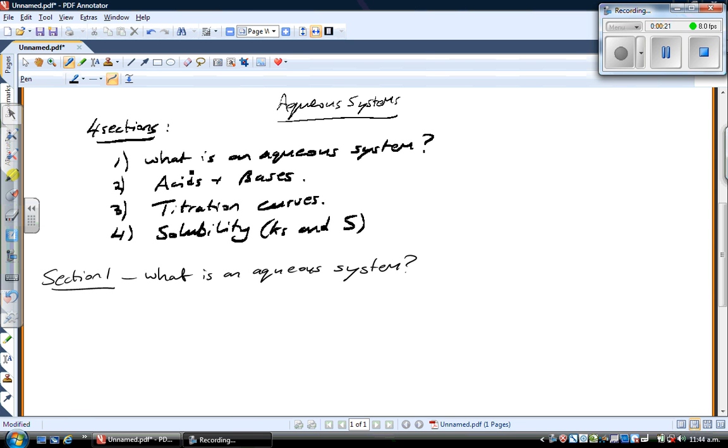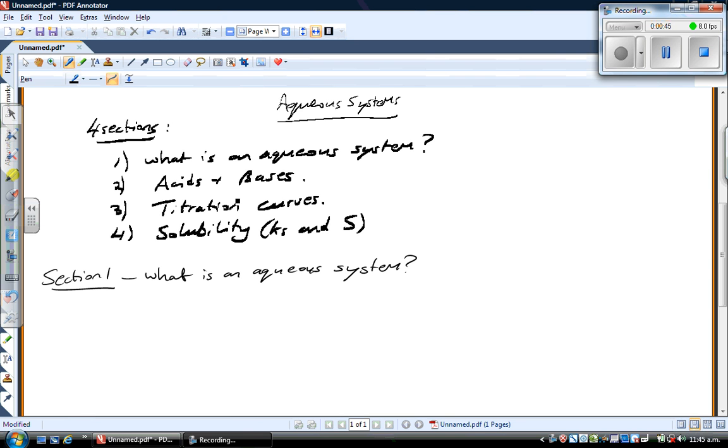The first one being what is an aqueous system, and I covered this in 1 week in school, so it's quite short, but you need to have a good understanding of the concept of an aqueous system. Number two is then acids and bases, so there'll be a little bit of a review of what you covered with strong acids and bases from level 2, and then for level 3 there's particular focus on weak acids and weak bases as they set up an aqueous equilibrium.